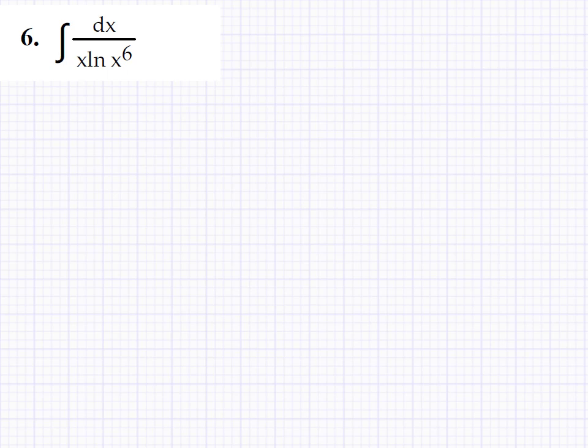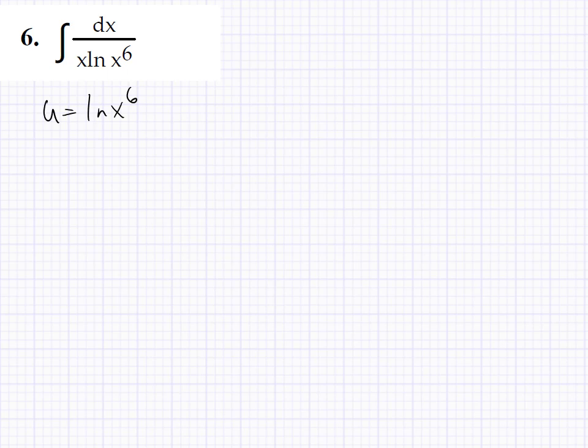Here's one where we can do another substitution. Usually when you see logs inside your integral, it automatically tells you want u to be the logarithm. So this is log of x to the sixth. I want that to be my u. Because integrating a logarithm is something that we haven't done.